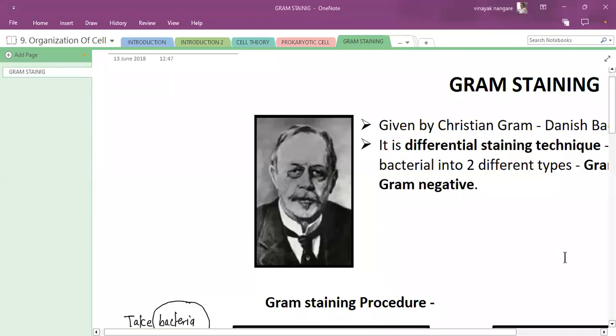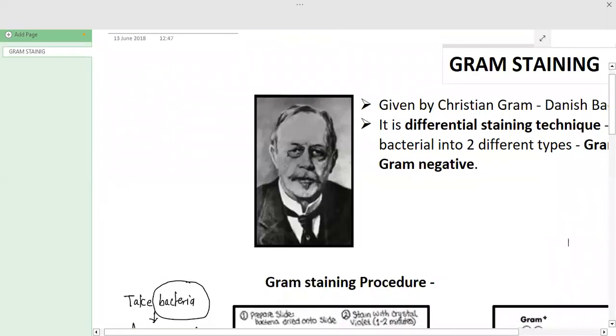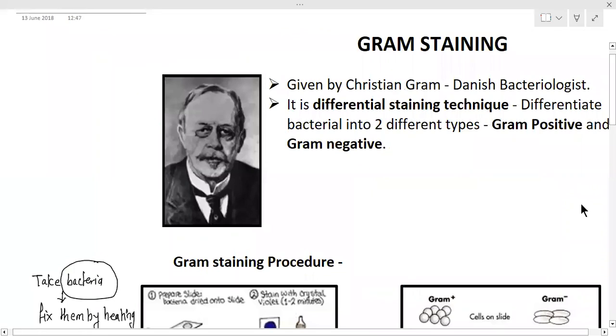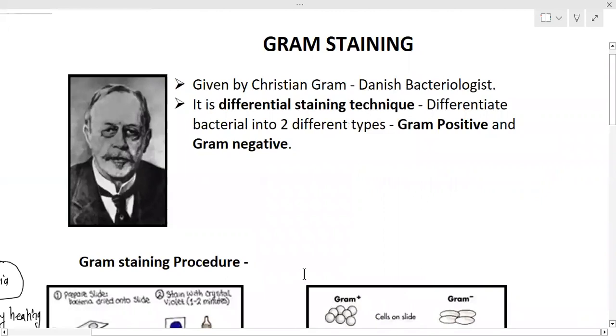If you see your textbook, it just mentions gram staining, but the procedure is not explained. That is there in your practical book, and you are going to perform that practical. It is a very easy, very fun practical to do. Students always do it with curd bacteria, which is gram negative. But if you do it with gram positive bacteria, results are very interesting to see. So try to understand what is gram staining.